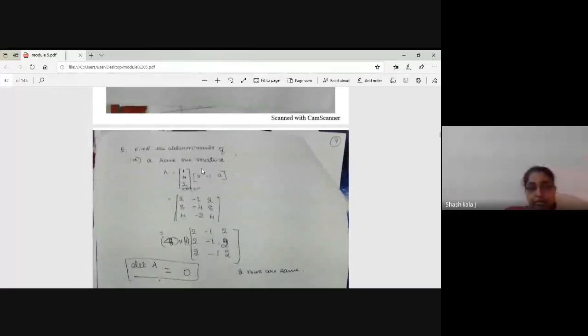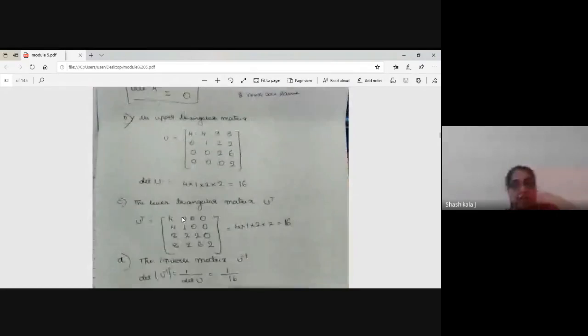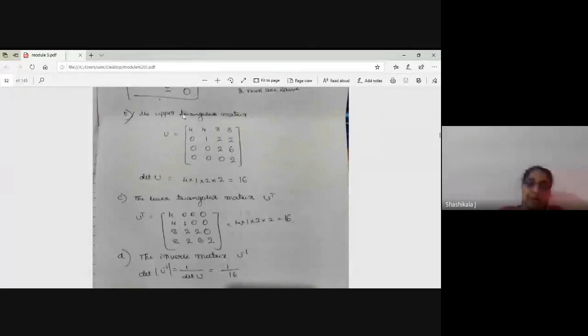Similarly, find the determinant of a rank one matrix. Rank means the number of pivots is equal to 1, which means only one column is independent. All the other two are dependent. So in such a case, determinant A is equal to 0. And you also know the upper triangular matrix.